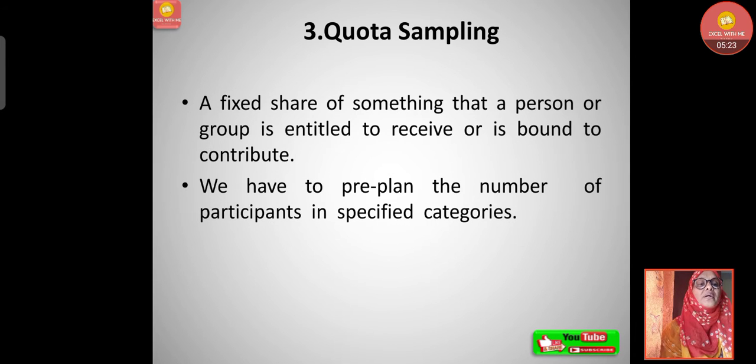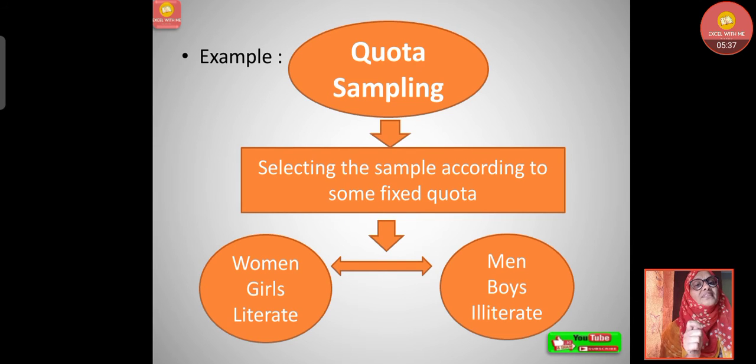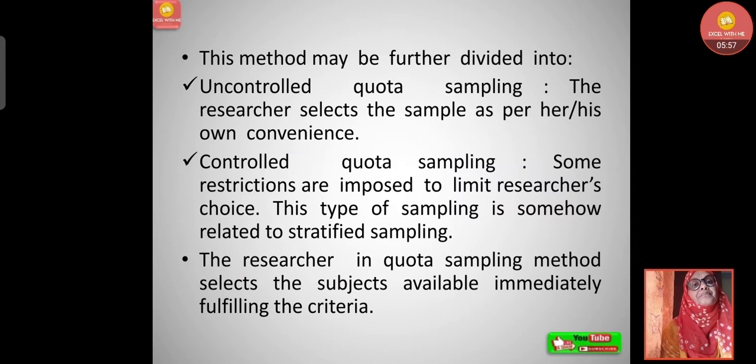Now, the third one is quota sampling. A fixed share of something that a person or group is entitled to receive or is bound to contribute. That is, we have to plan the number of participants in specified categories. Now, what is this quota sampling? Selecting the sampling according to some fixed quota. That is, maybe women or men, girls or boys, literate or illiterate. Any number of quota we can take, but grouping them into same way, that is homogeneous.